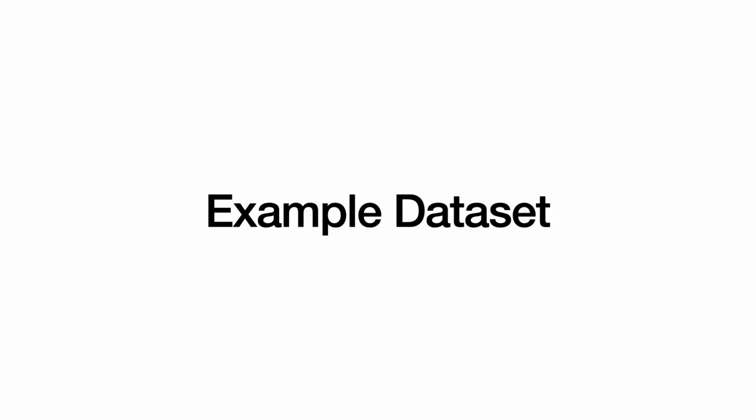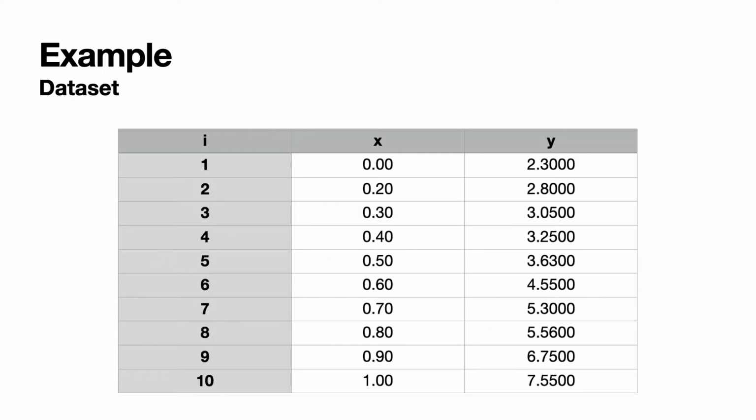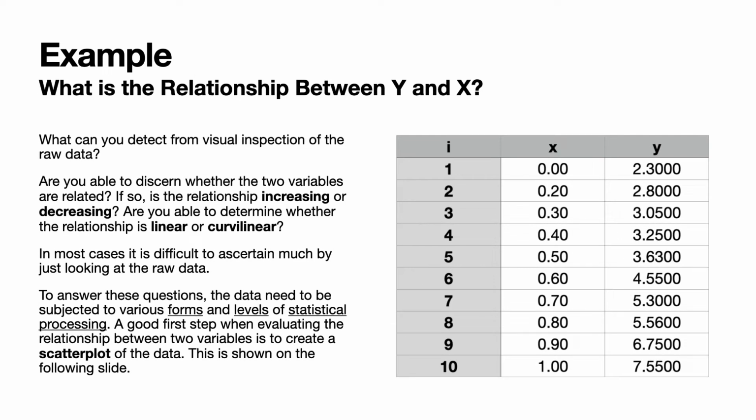So here is the data set that we'll be using for this example. It contains 10 observations. The response variable is labeled y, and the explanatory variable is labeled x. And so the first question I have for you is, can you detect from visual inspection of the data set anything in the data? Can you determine any kind of relationships that exist between the two variables? For example, are you able to discern whether there is an increasing or decreasing relationship between x and y? Are you able to determine whether the relationship is linear or curvilinear?